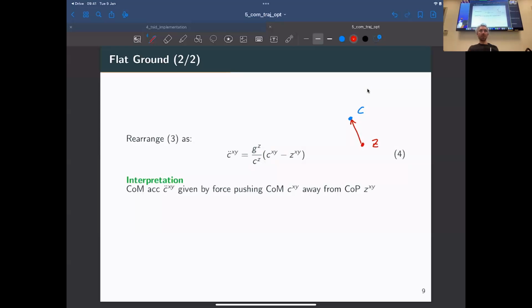I think it makes a lot of sense physically. So if you have your center of mass here, if I raise my left foot, my center of pressure is going to be on my right foot, of course, and I get pushed in this direction.